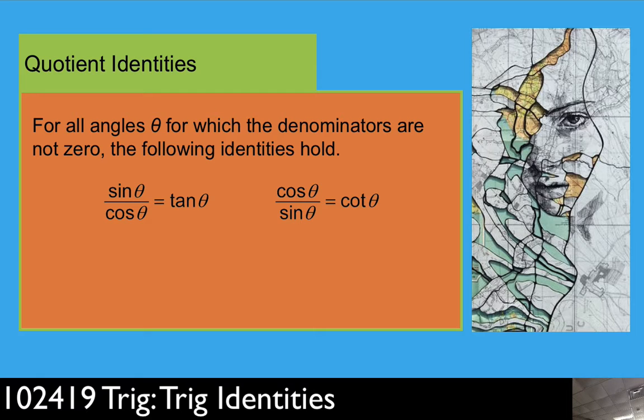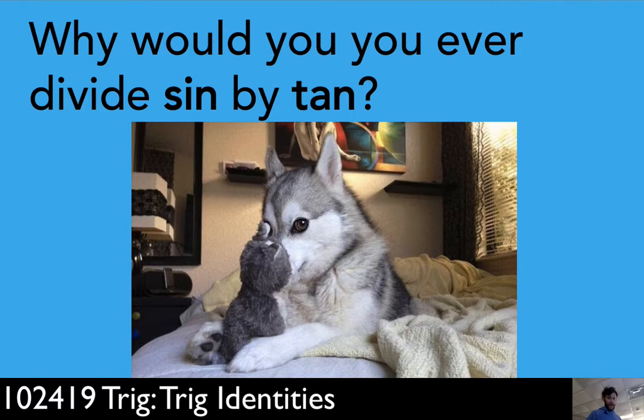All right. And the same thing is going to hold here. It's just going to be reversed. And we know that cotangent is x over y.